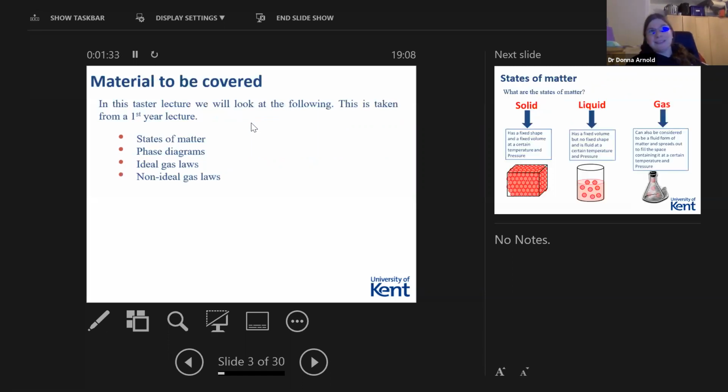As this is a taster lecture, I've taken out some of the bits and pieces that we'll look at. Like I say, it's first year, so we're going to look at states of matter, phase diagrams, ideal gas laws, and then we're going to move into non-ideal gas laws. As this was the first lecture, I don't tend to give any recaps because it's the first part of the material, so we normally jump straight in. That's what we'll do today.